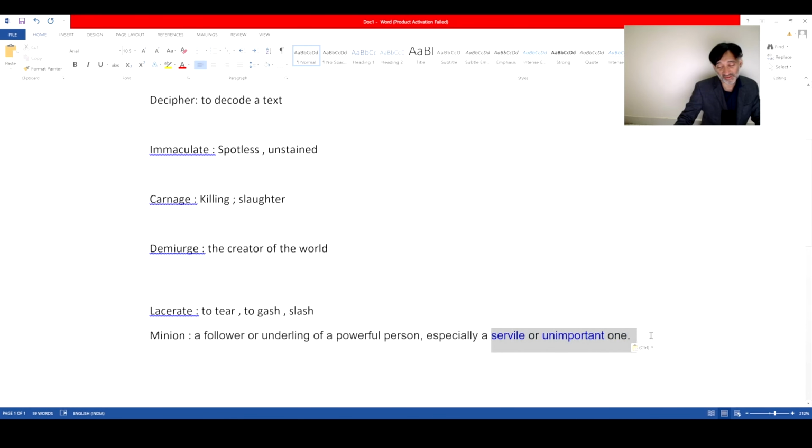I just copied this from Google, but it's basically a follower or underling of a powerful person. You can say the powerful king had many minions, or the master had many minions. Right? That would be an example sentence. Okay, so remember this word, and let's move on to more words.